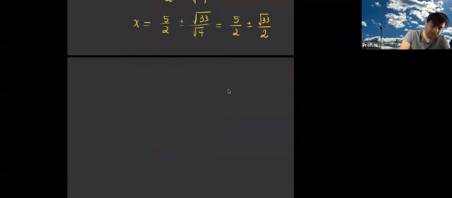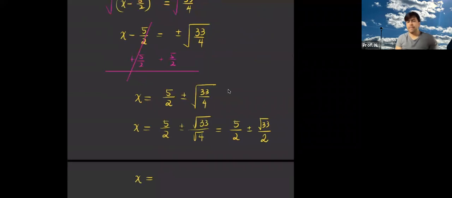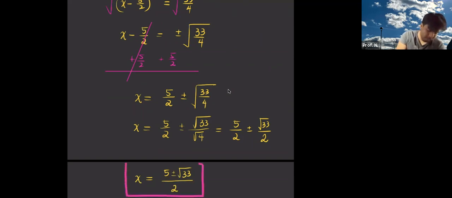And now what's nice about this is that I have the same denominators underneath the fractions. So I can combine the numerators, and I get what? I get 5 plus or minus the square root of 33 all over 2. And this is my final answer. X is equal to 5 plus or minus root 33 all over 2.